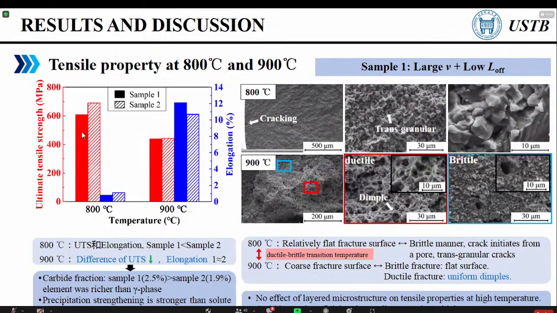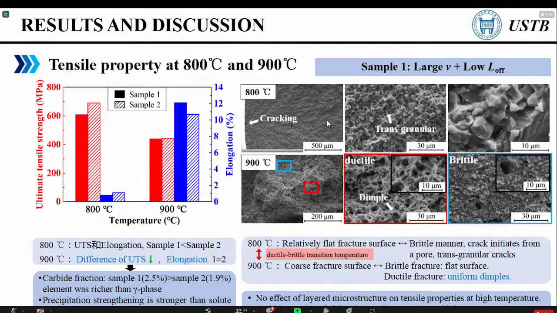The strength of sample 2 was higher than sample 1 at 800 degrees centigrade, whereas similar at 900 degrees centigrade. It is attributed to the more carbide in sample 1.